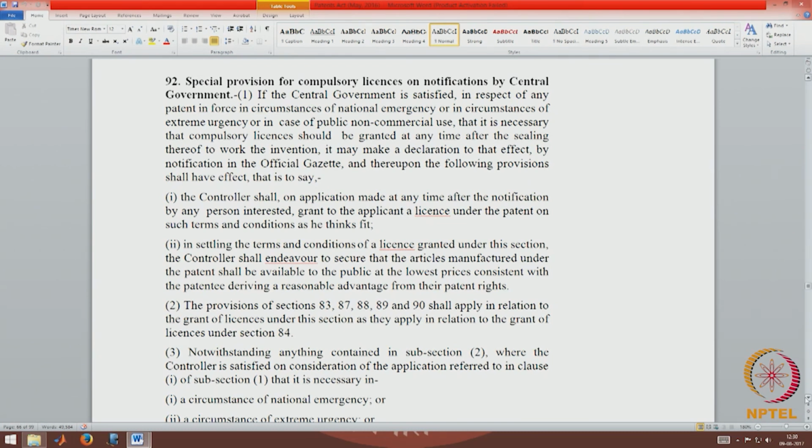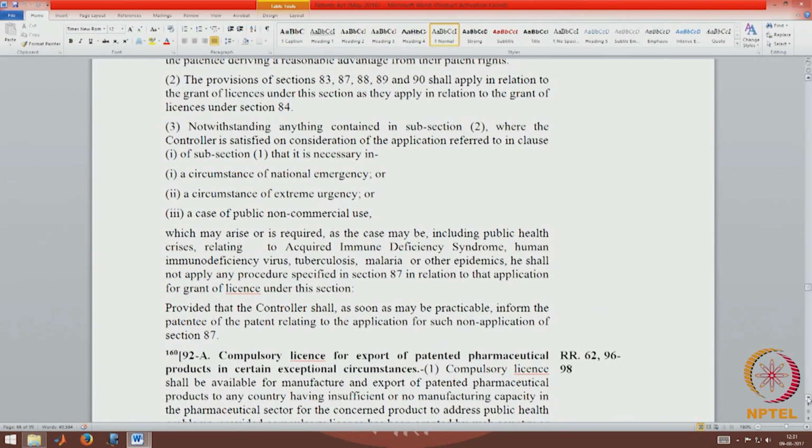Provisions of section 83 are the general terms for the grant of compulsory license. Sections 87, 88, 89, 90 shall apply with regard to this section as they apply to a license under section 84. So, how the controller fixes the terms, whether it can be non-assignable, whether it can be exclusive or non-exclusive, all those terms will govern even the grant of a section 92 license. But the grounds under 84 will not apply. Rather, the grounds are different here. The only ground is that there should be a notification by the official gazette, and that notification should be in the light of a national emergency, an extreme urgency, or public non-commercial use.